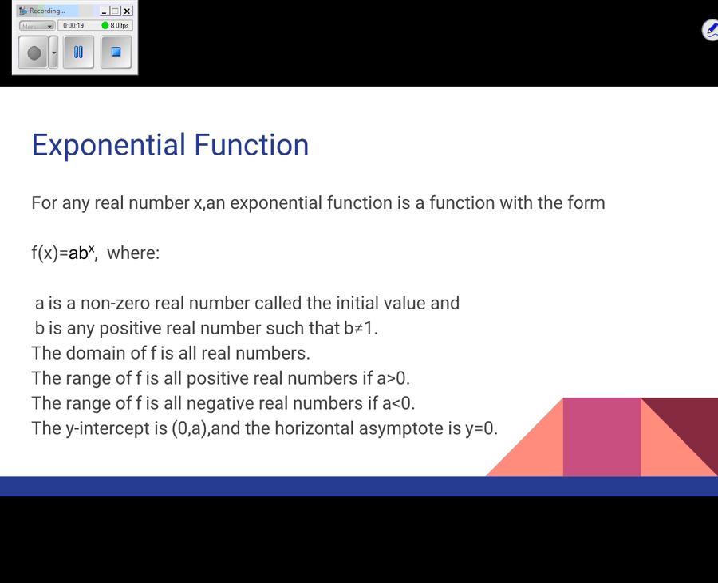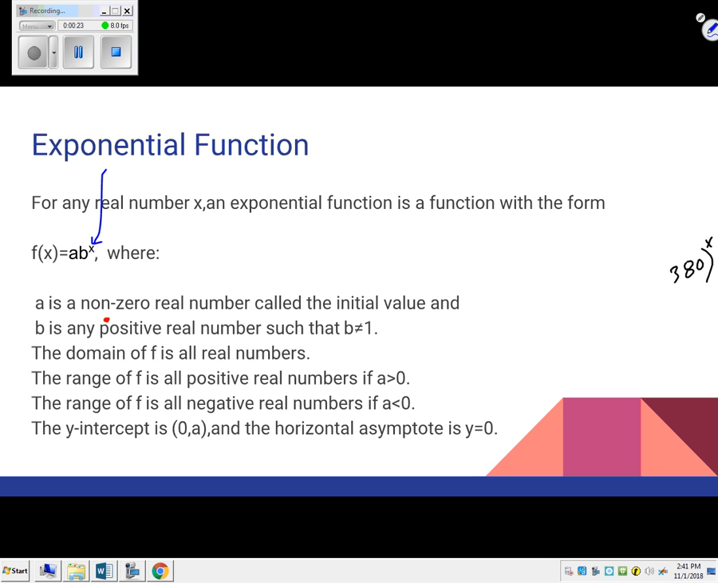Exponential functions. First of all, this x right here, I can plug any real number I want into it. I've got a couple of rules for the a and the b. The a, I'm going to be calling the initial value today. Whenever I'm looking at this initial value right here, a cannot equal 0. Well, that makes sense. If a was equal to 0, it would zero out the whole function.